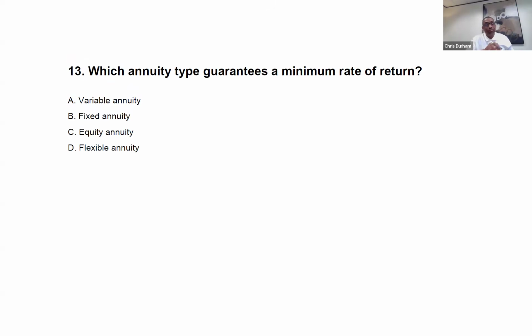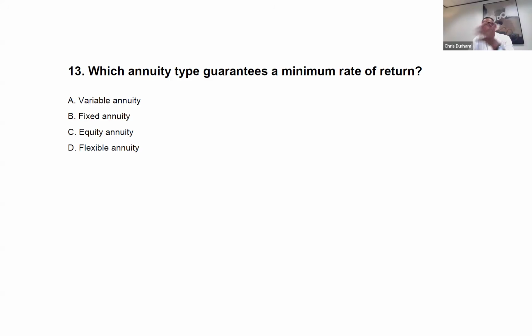All right, Justin, two more. Which annuity type guarantees a minimum rate of return? I would say fixed. That's it. It would be fixed. How do you know it's fixed? Because it says guarantees a minimum rate of return. So that's kind of what gave it away for me.